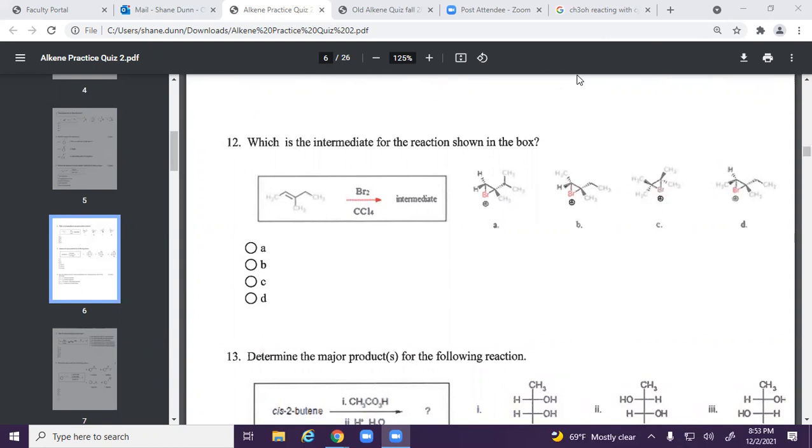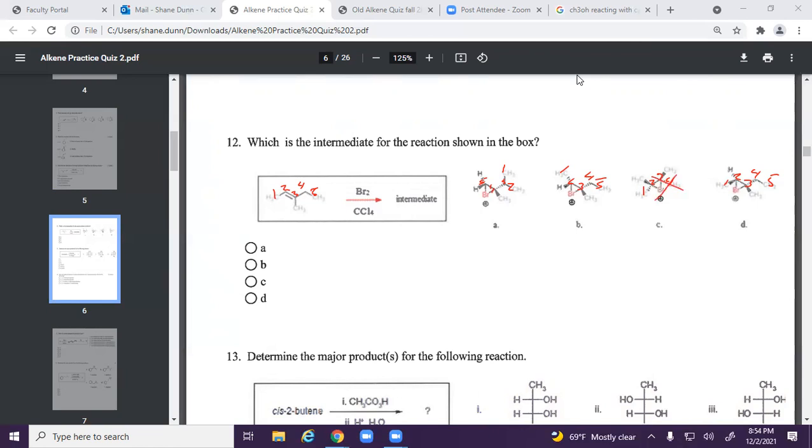So, what's going on here? 1, 2, 3, 4, 5. That's a weird way of doing it. It's a bit weird, right? But C is automatically out just by counting the carbons. It's a total rearrangement. That's not what this molecule does. It doesn't rearrange anything, right? So that's why C is out.